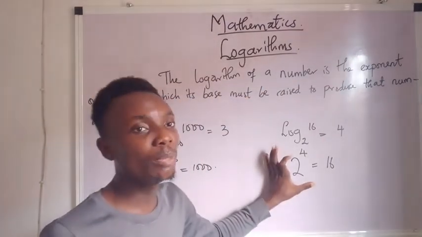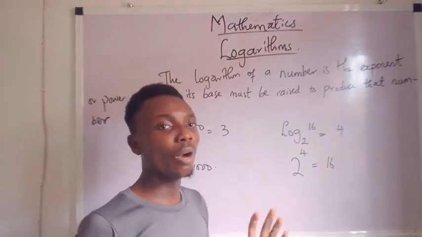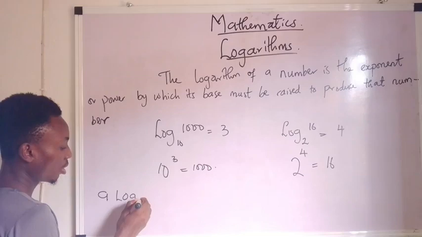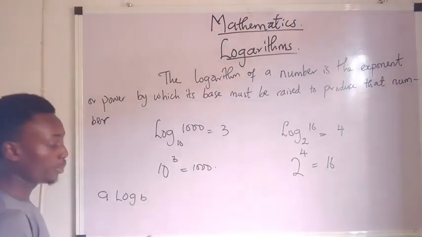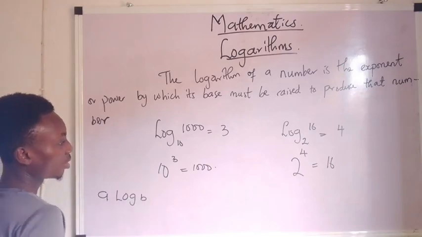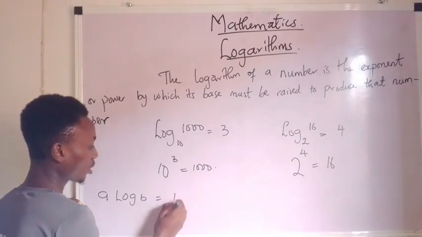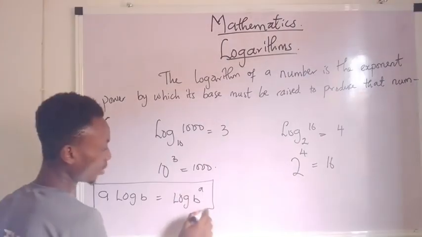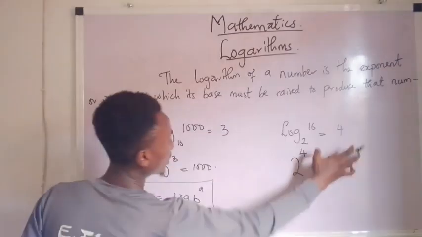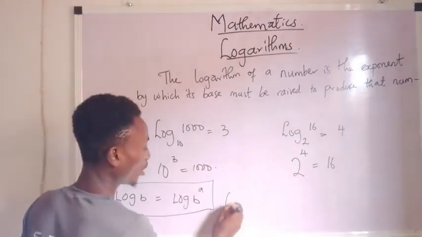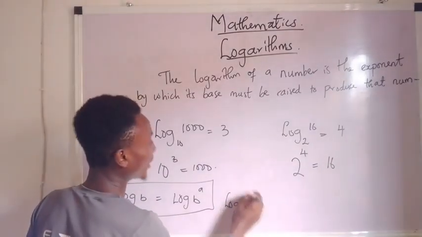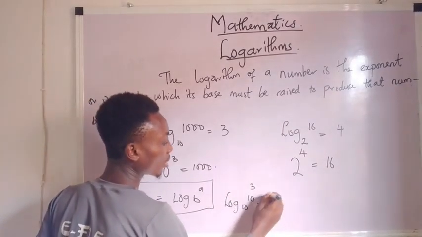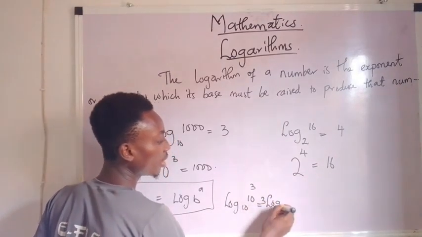Now, what you're having here can actually be proven. Log has one law that states that A log B, where this B here is not the base, is actually the same as log B raised to the power of A. If you apply this on both sides, this will give us 3 log 10 to the base 10. Now, 1000 is 10 raised to power 3, right? Which is the same thing as 3 log 10.